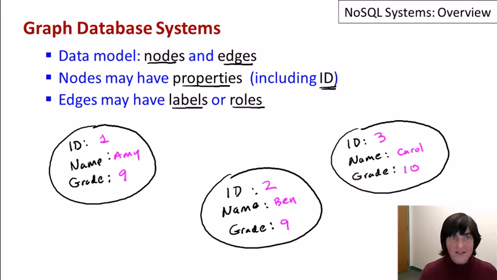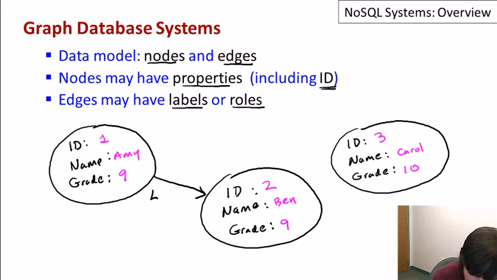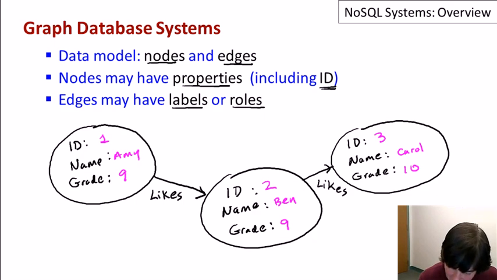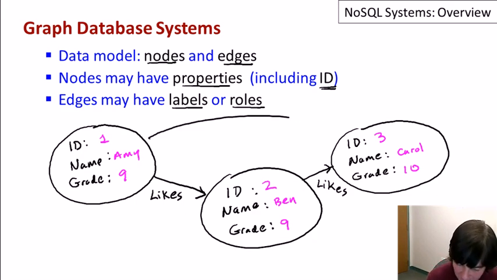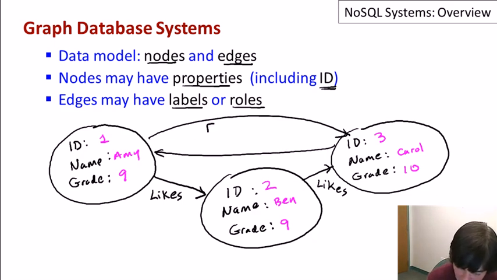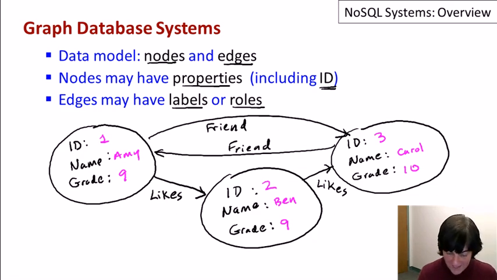So let's say, for example, Amy likes Ben. So that would be a directed edge here with the property likes. And maybe Ben likes Carol, let's say here. And maybe then we have that Amy and Carol are both friends with each other, so we'll have a different type of edge called friend. Now, one might wonder how long those friendships will last with this complicated likes relationship, but in any case, this gives you an idea of the type of data that's stored in a graph database.